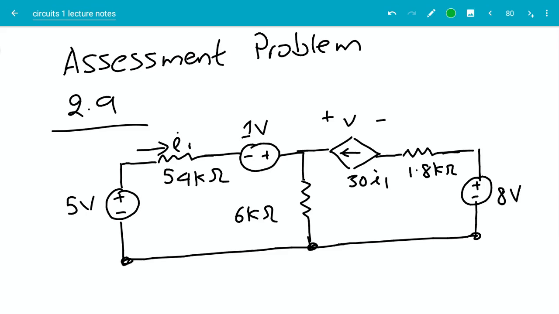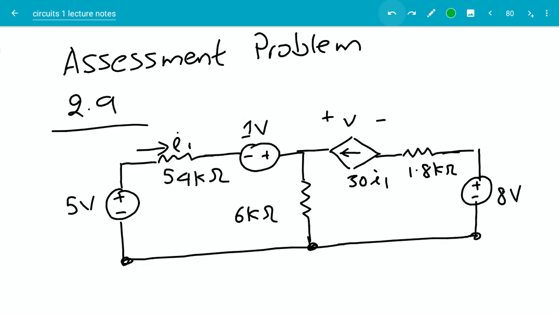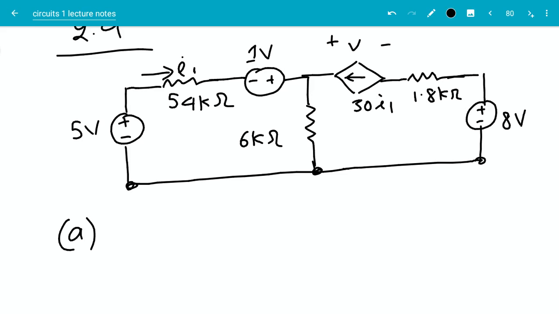Let's look at assessment problem 2.9. Okay, as you can see, there are three independent voltage sources here, and there is one dependent current source where the current in the source is dependent on this current here. The first problem is asking us to find I1 in microamperes.